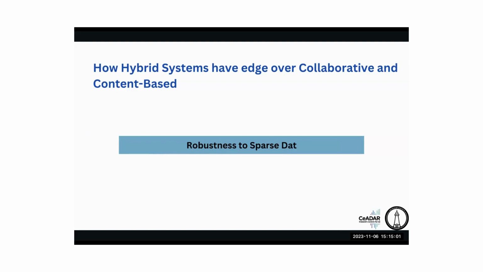The next important thing is that it is robust to sparse data. In a situation where data sparsity is very challenging, the hybrid system can be particularly effective. For example, collaborative filtering may struggle with sparse data, but combining it with content-based filtering, which is called a hybrid system, can provide much more reliable recommendations, and it can adapt to different scenarios and to larger data sets as well.